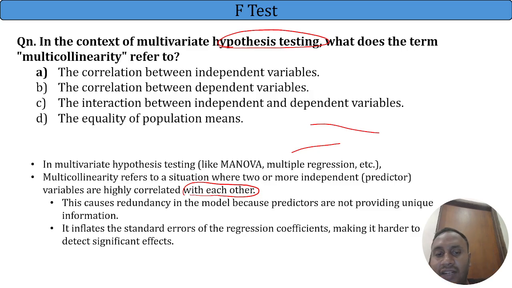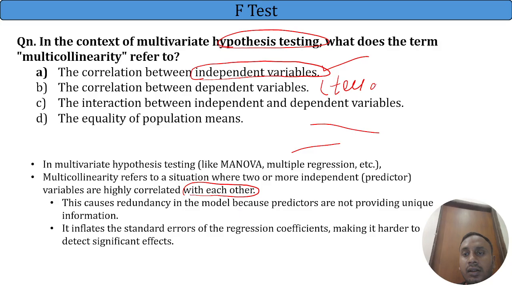Multi-collinearity tells about the correlation between two independent variables. That will be the correct answer. The correlation between the independent variables can't be about the covariance. The interaction between the dependent and the independent variable, we call that the interaction effect.